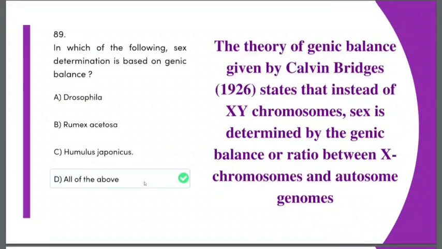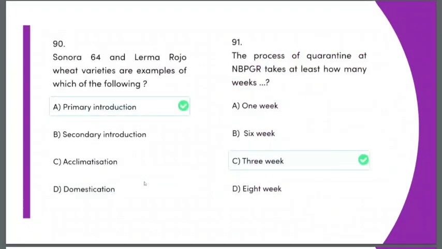89th is in which of the following sex determination is based on genic balance? Drosophila, Rumex, and Humulus. So all of the above is the answer. Genic balance theory was given by Calvin Bridges in 1926 and states that instead of XX and XY chromosomes, sex is determined by the genic balance, or the ratio between X chromosomes and the autosome genomes.